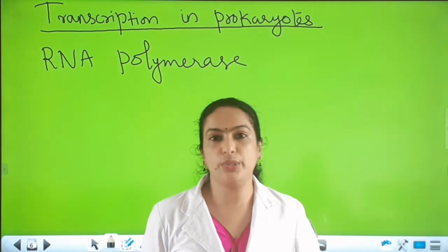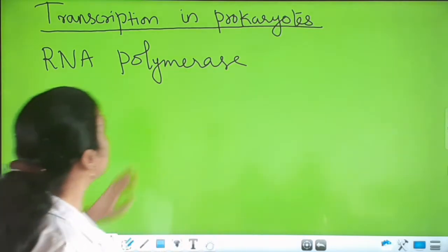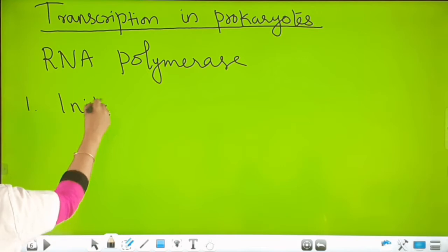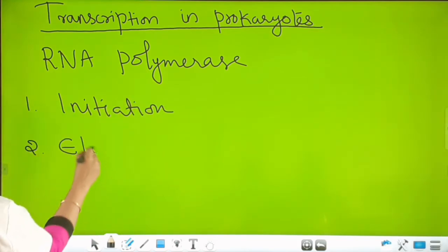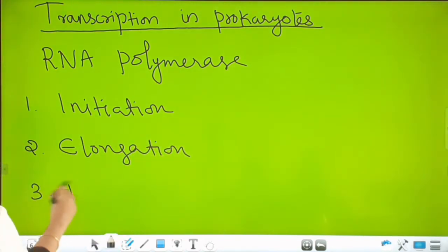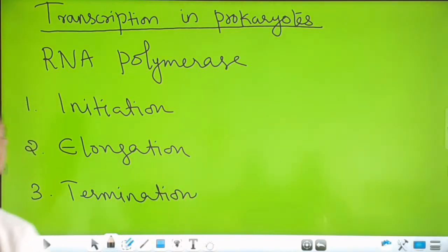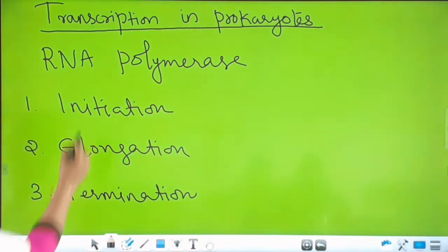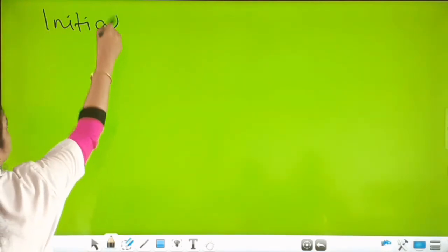And in prokaryotes we can see the transcription as three steps. The three steps are there in the transcription process. The first step is initiation. And the second step, elongation. And the third step, termination. So these are the three steps in the transcription process in prokaryotes. And now we can see one by one in detail. First step, initiation.